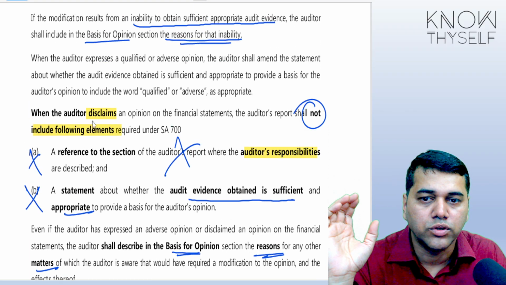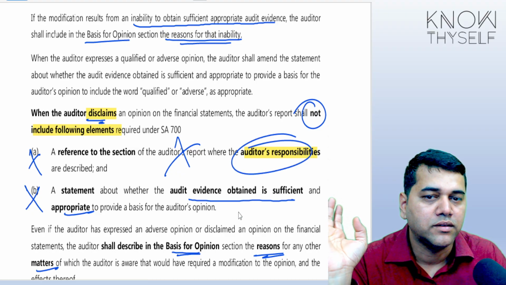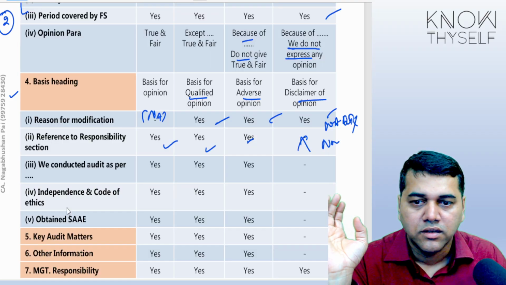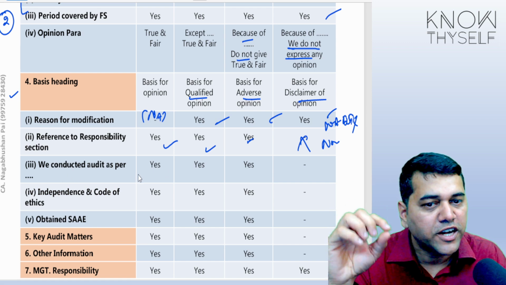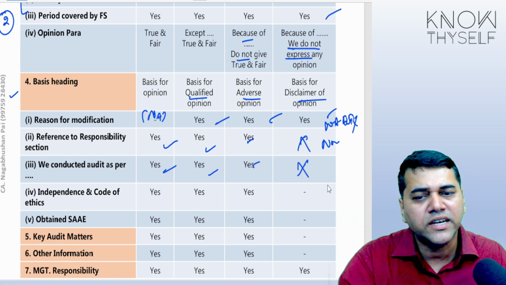Should not include reference to the auditor's statement. Then, should we say we have conducted audit as per standards? Yes, yes, yes. No, you are not going to tell because you never conducted.